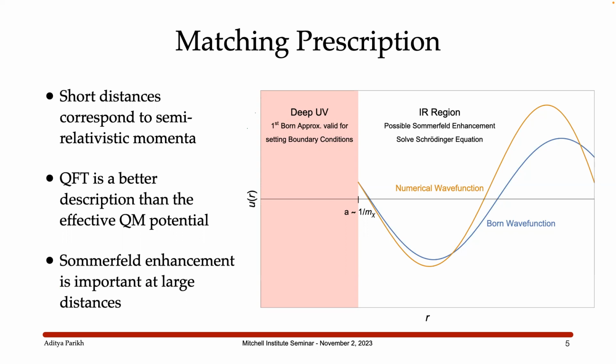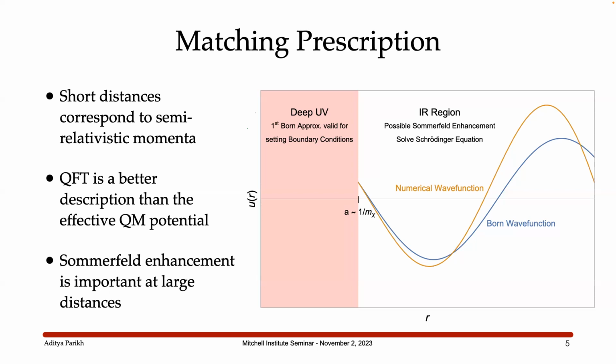So the idea that we came up with was to say that, in that region where R is less than A, which we set to be the Compton wavelength of the particle that's being scattered, we're going to take the QFT description of the scattering process and use that to set the boundary conditions at R equals A. And then from there out to infinity, we can solve the Schrodinger equation. And that should capture the Sommerfeld enhancement that's occurring at the long distances.